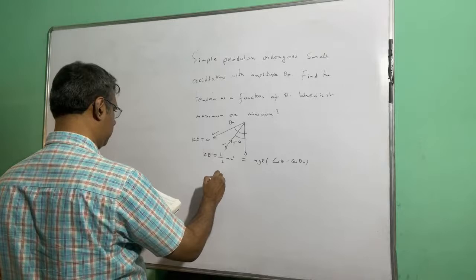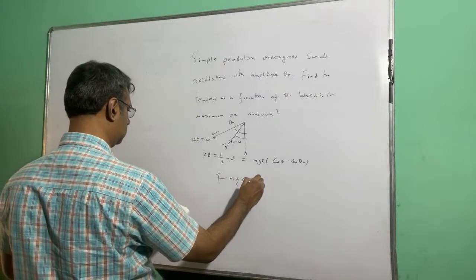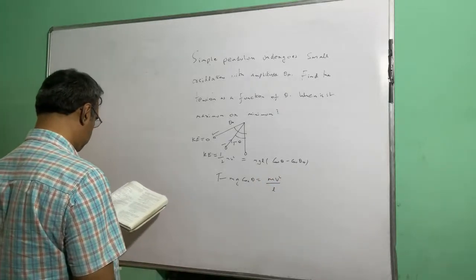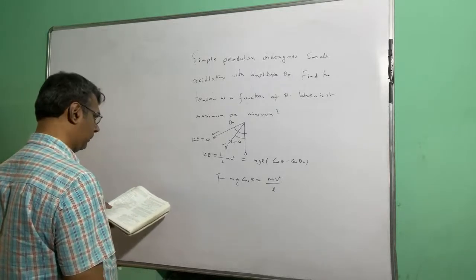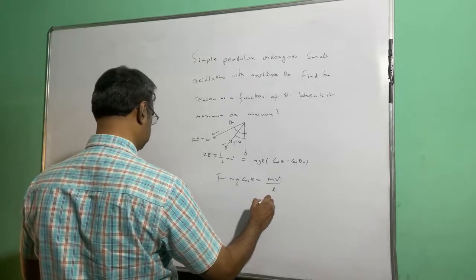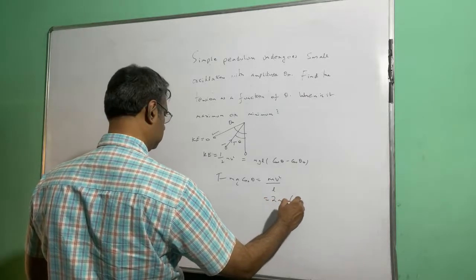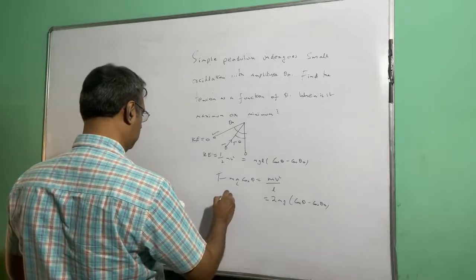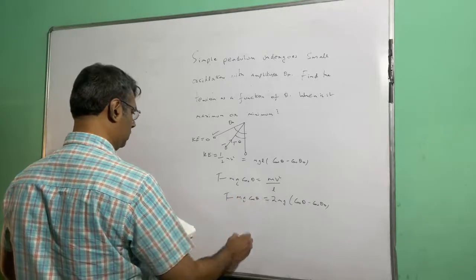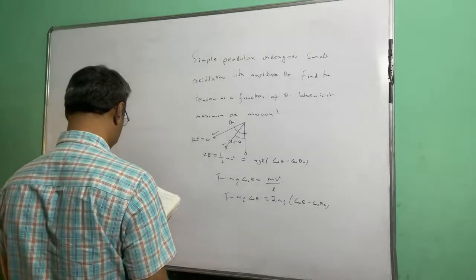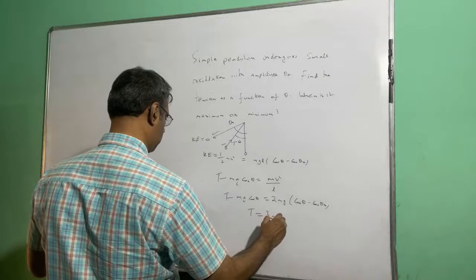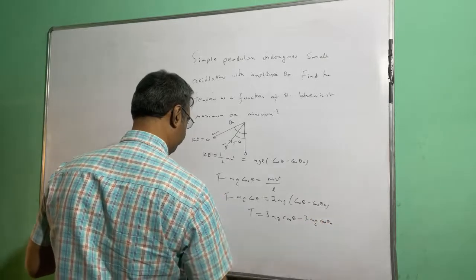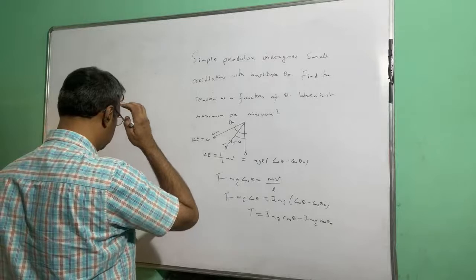Suppose the tension is T. So T minus mg cos theta is mv square by L. T minus mg cos theta is 2mg into cos theta minus cos theta 0. So T is 3mg cos theta minus 2mg cos theta 0.